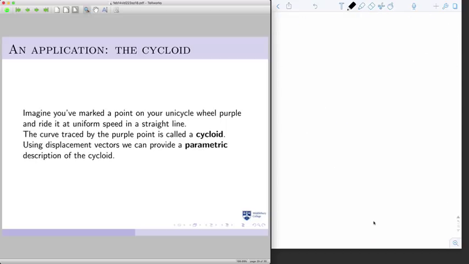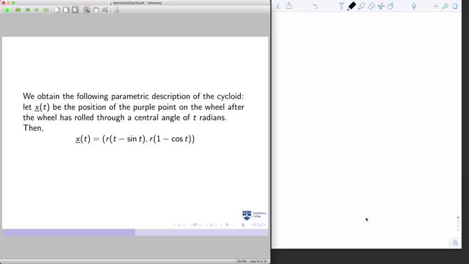So putting this all together, we see that if we let x of t be the position of the purple point on the wheel after the wheel is rolled through a central angle of t radians, then the point P is going to be at the position given by this formula. This is what we call a parametric description of this curve, and we will see this next week.